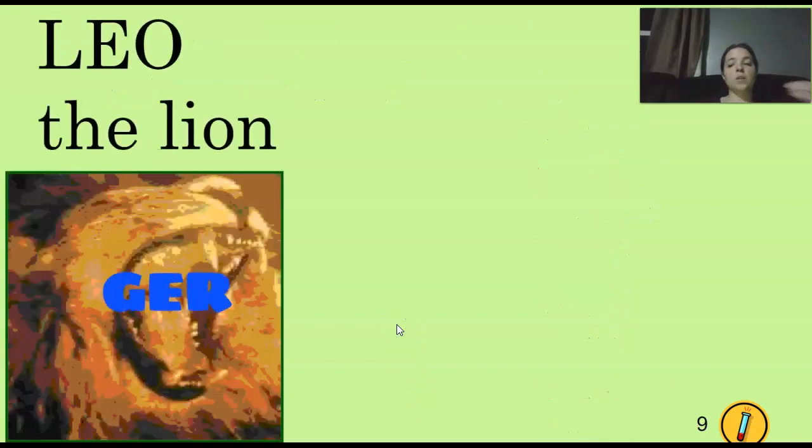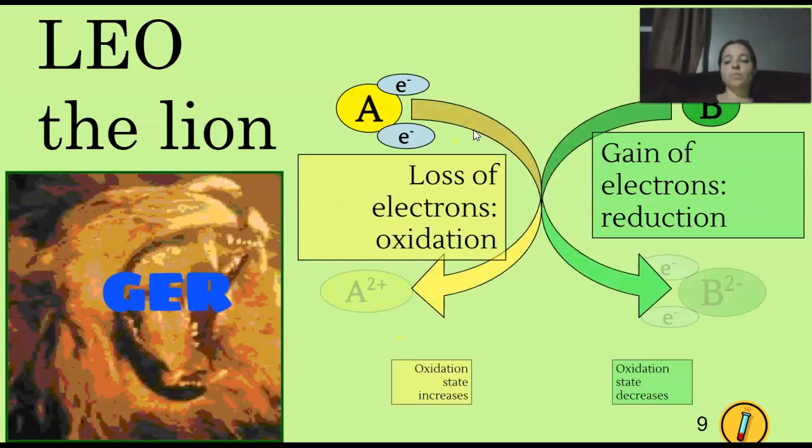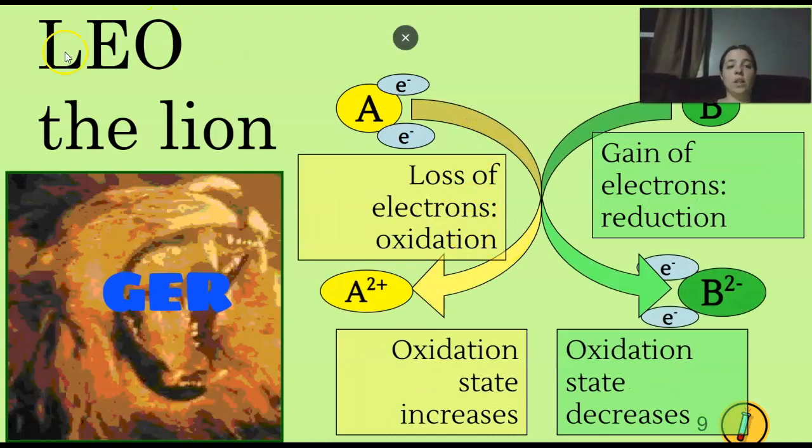All right, so the big thing when we look at redox reactions, an acronym to know is Leo the lion goes grr. Okay, big thing. What it stands for is LEO, loss of electrons equals oxidation. GER, gain electrons reduces. So let's look at it.